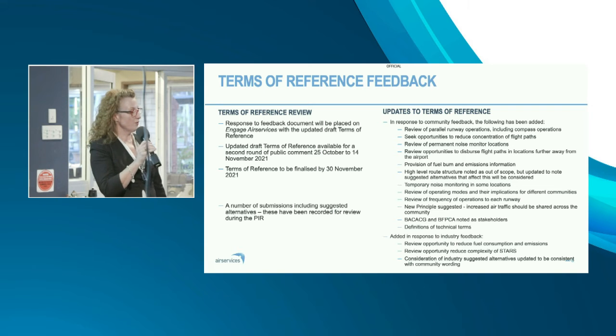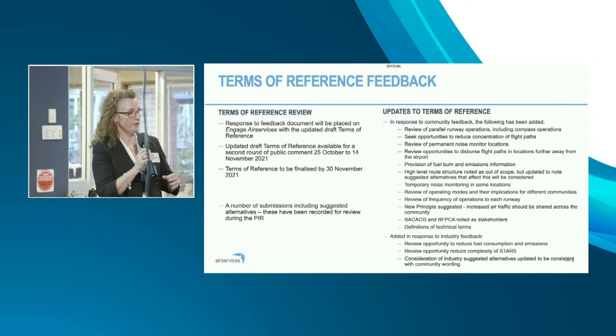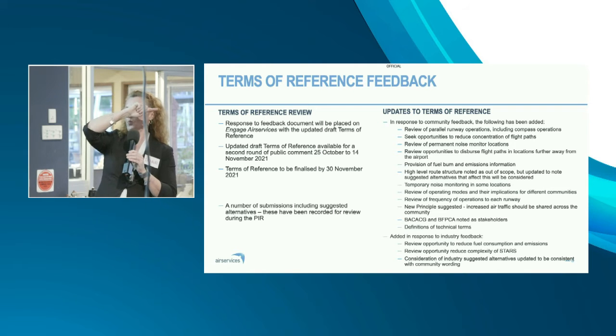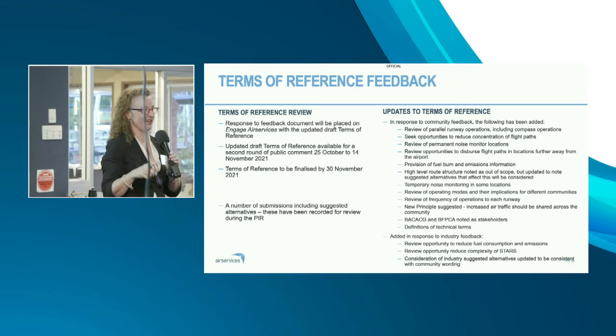Some of the updates. People requested that we actually review the parallel runway operations, or the compass operations as we call it. So we've added that to it. We do note that a change to that operating, it's actually a part of Brisbane Airport Corporation's approval, is to operate with those compass operations because of where the airport's situated. It works. So for those of you who aren't incredibly familiar with that, basically the new runway takes aircraft from the north and the west, and the old runway takes it from the south and the east.